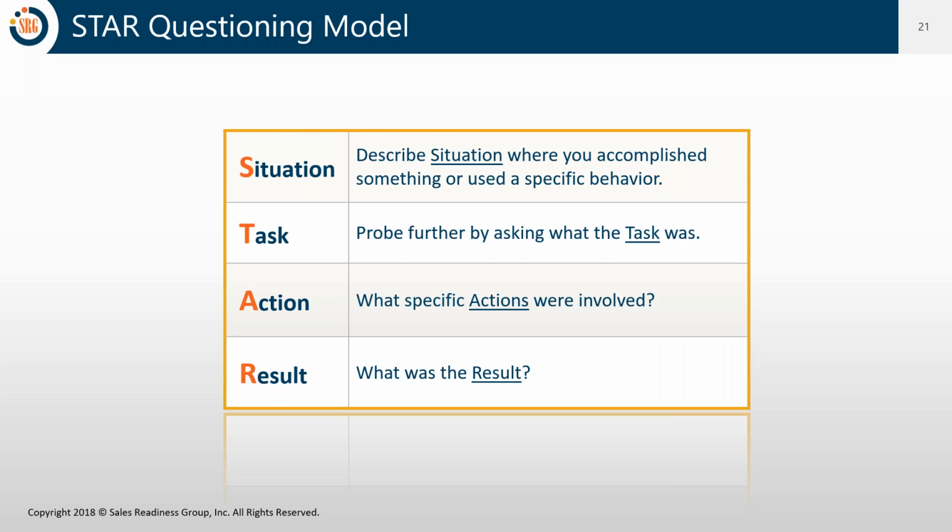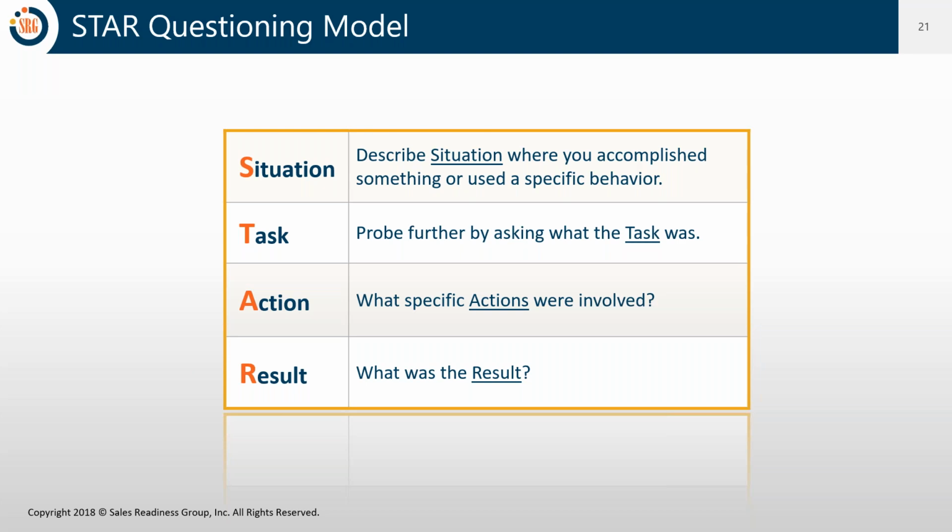And again, I could have used this question for integrity. I could have used this for a question for independence. I could use this questioning model for resilience. So the STAR questioning model is a pretty popular model, but I think it's one that works particularly well for interviewing sales professionals.